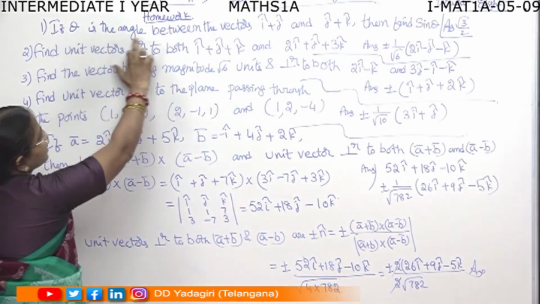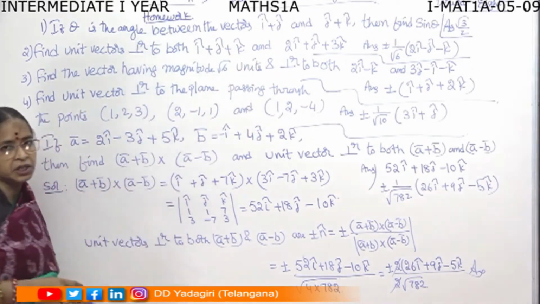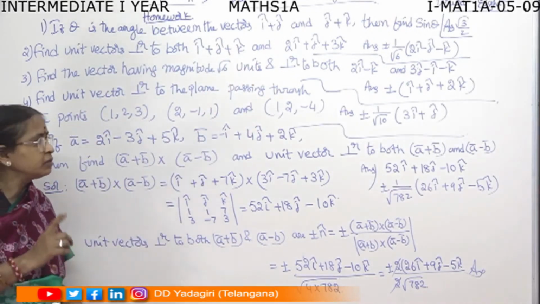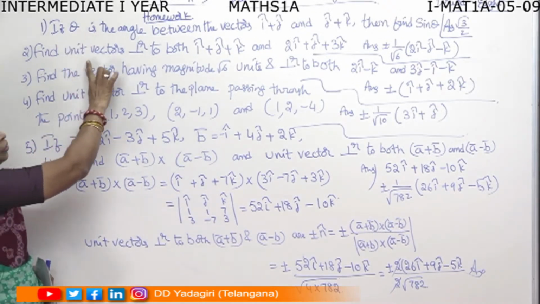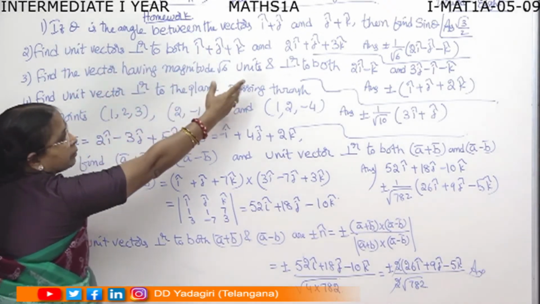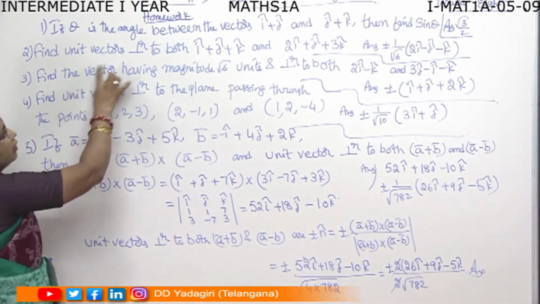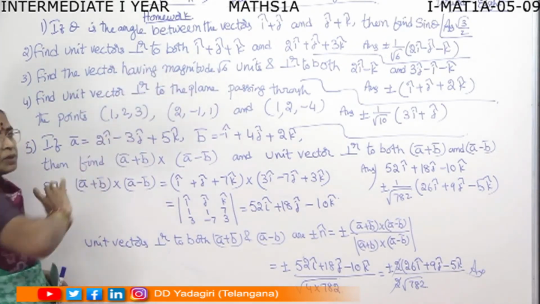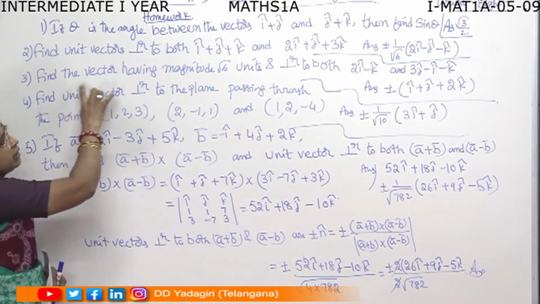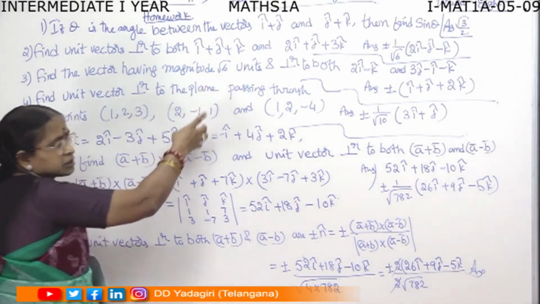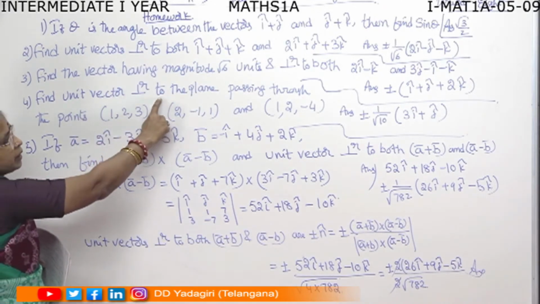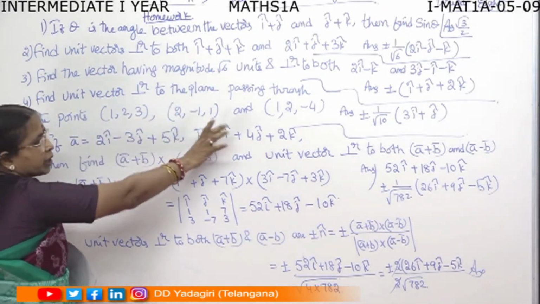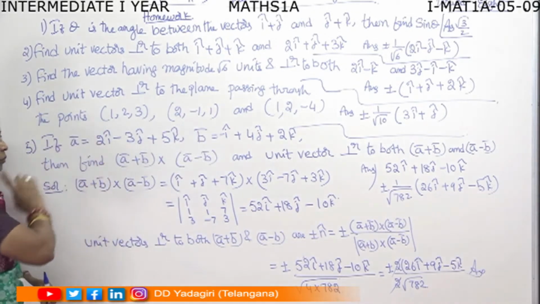So if theta is the angle between the vectors, find sine theta. You already know the sine theta formula is mod of a cross b by mod a mod b. So just apply the formula. Unit vector perpendicular to both a and b: you know this, the unit vectors are plus or minus n cap formula. Find the vector having magnitude root 6. Just now we solved with magnitude 3 and all. And then unit vector perpendicular to the plane passing through 3 points. That also we solved. Similar problem.